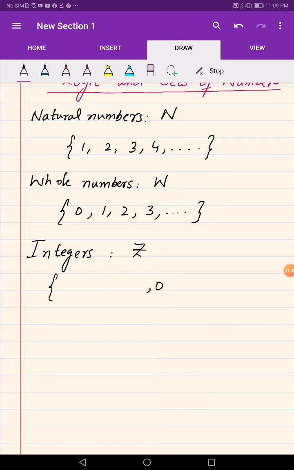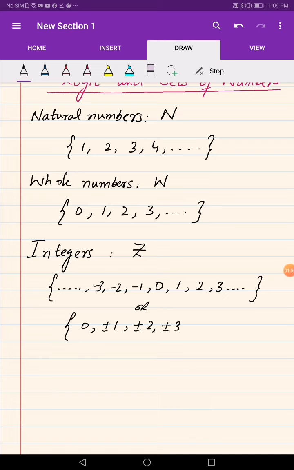For your convenience I will write positive numbers on the right, they go towards plus infinity, and negative whole numbers on the left. Some people write integers as 0, plus minus 1, plus minus 2, plus minus 3, like that. They are integers.